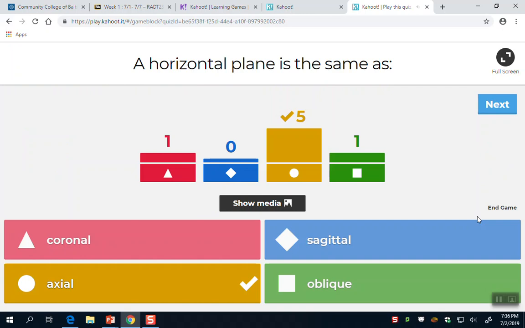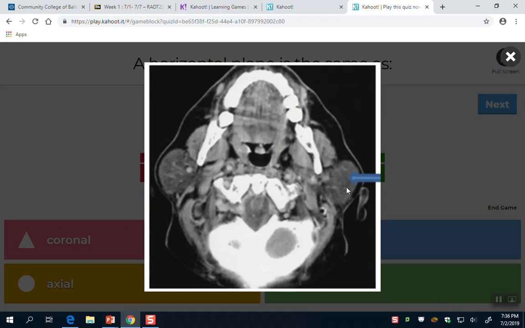So remember, axial, transverse, horizontal all mean the same thing. Who knows what that blue arrow is pointing to? That is a neck CT that was obtained in an axial plane. You ever go to the doctors when you get sick and the doctors start poking around under here? What are they poking? Sort of. Yeah, they are. They're glands. What's the biggest gland? The parotid gland. So on a CT, the largest ones that kind of show up out here are the parotid.